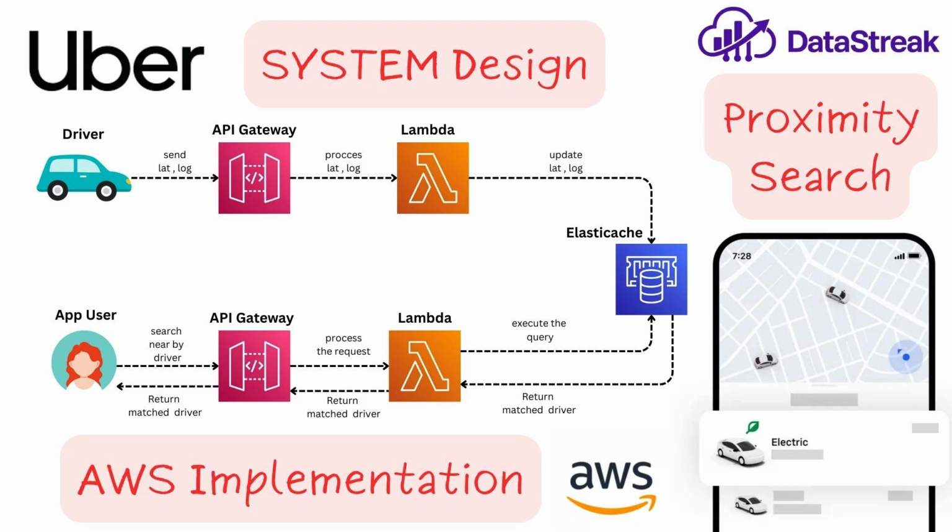In this video, we're going to build a driver matching system using AWS. We will implement it using API Gateway, Lambda, and Redis ElastiCache. Lambda is used to process the requests from drivers and riders, and ElastiCache stores driver locations and performs geospatial queries. Let's start by setting up the AWS infrastructure.